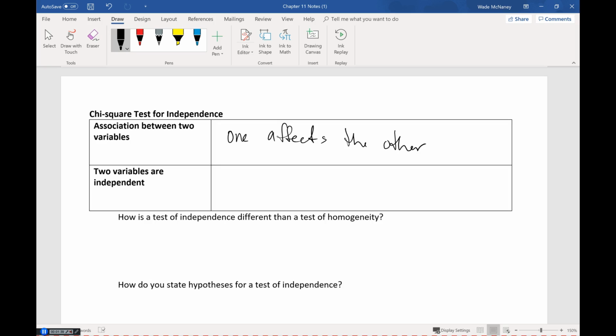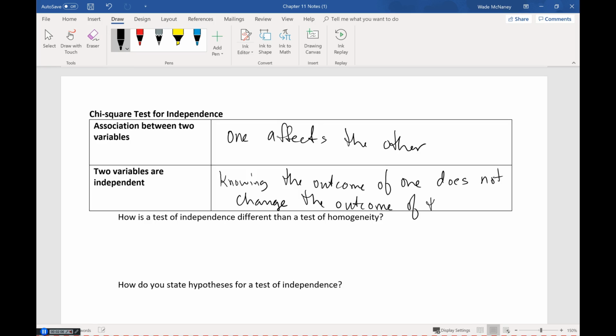What does it mean for two variables to be independent? They don't affect each other. We want to put that a little bit more technical, so we're going to go with this definition. Knowing the outcome of one does not change the outcome of the other. So when we test this chi-squared test for independence, we're testing to see if there is or is not an association between those two variables. We're testing to see if one variable is independent of the other variable.